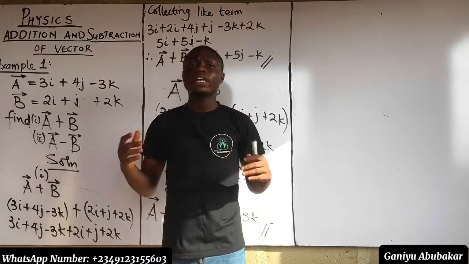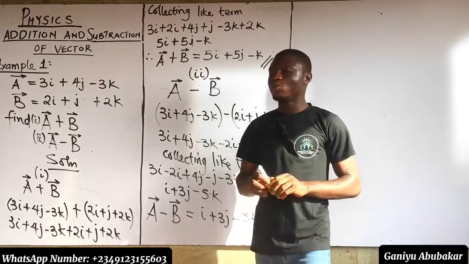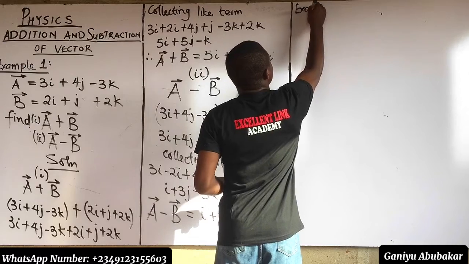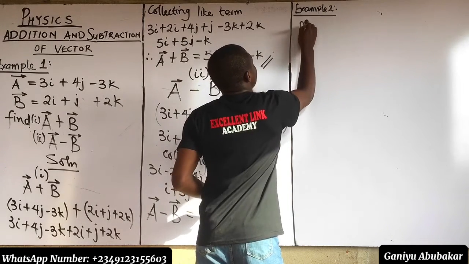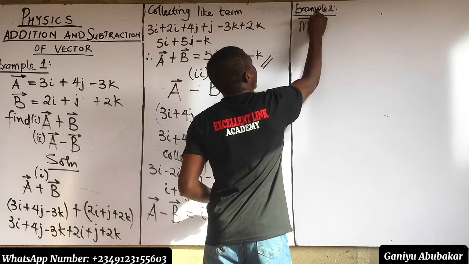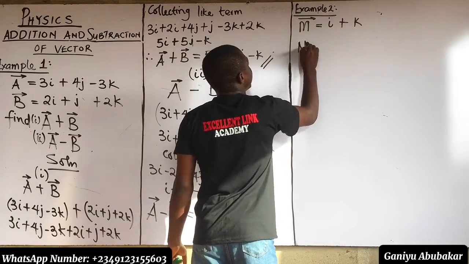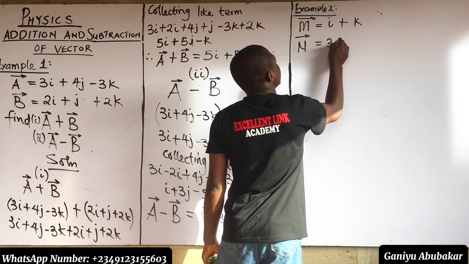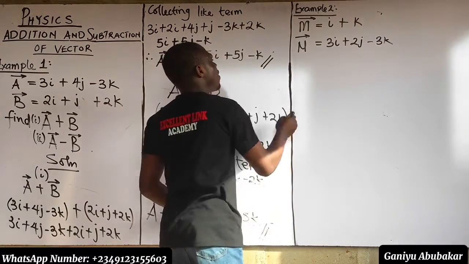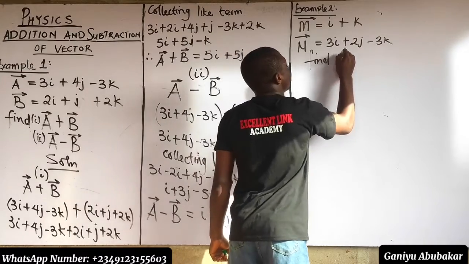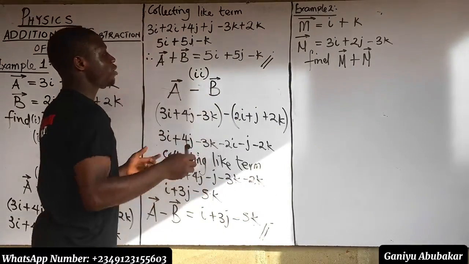Let's take one more example and end this concept. Example 2. Let's say I have a vector m equal to i plus k, and a vector n equal to 3i plus 2j minus 3k. And I'm told to find vector m plus vector n. That's all. So how do you find the sum of these two vectors?